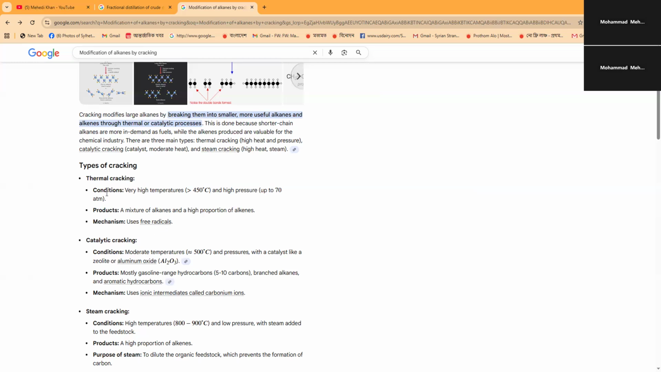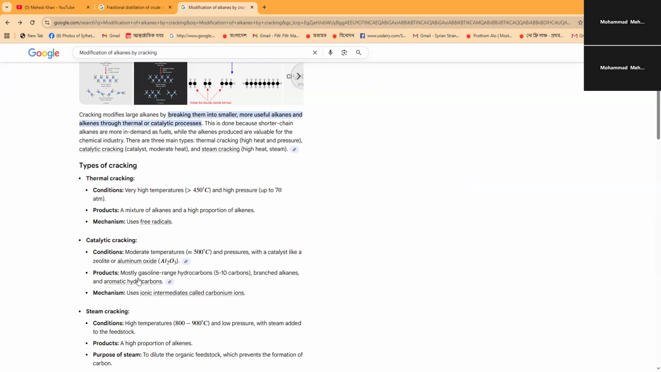Now, catalytic cracking. In catalytic cracking, you can see the moderate temperature is less than or about 500. That one is more than 450, so that means there could be 600 or like this. Here it is near about 500, and the pressure with a catalyst like a zeolite or aluminum oxide. Okay, these are catalysts. You know the catalyst helps in the reaction.